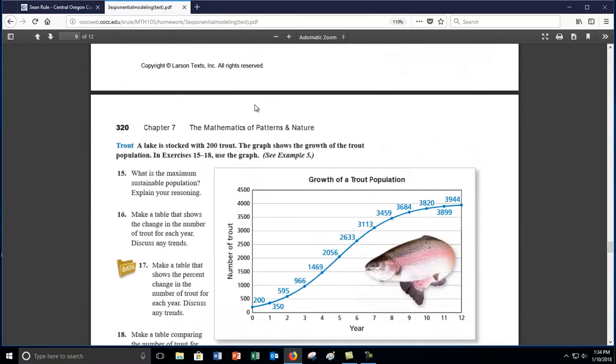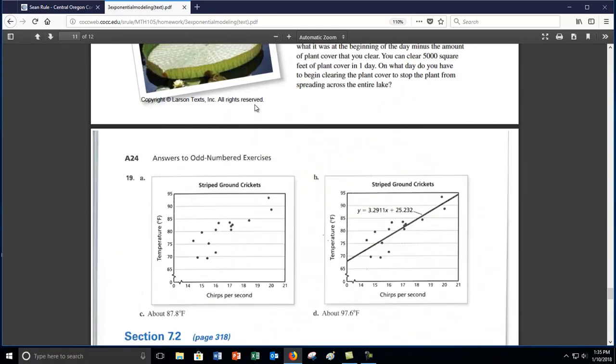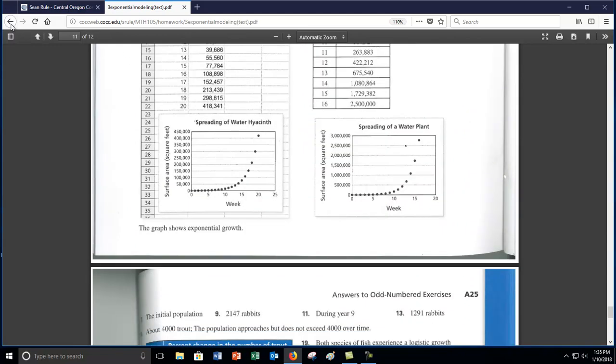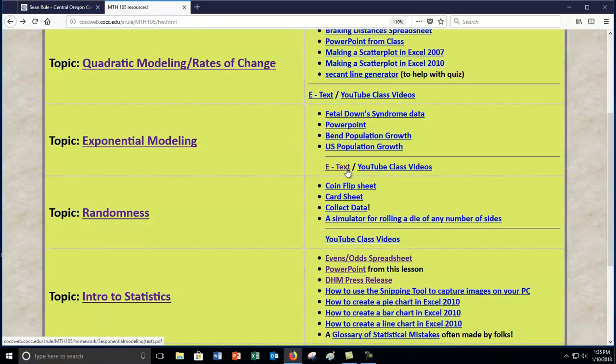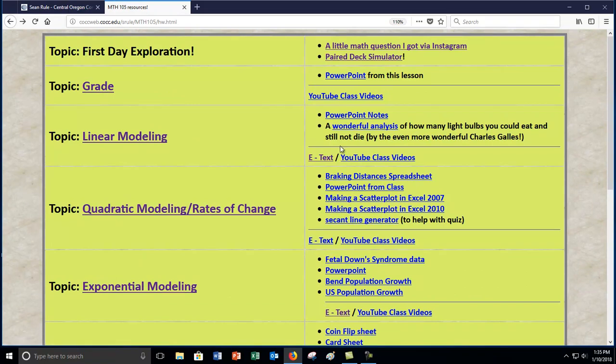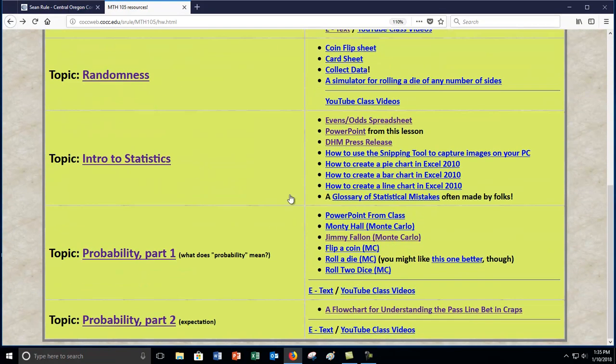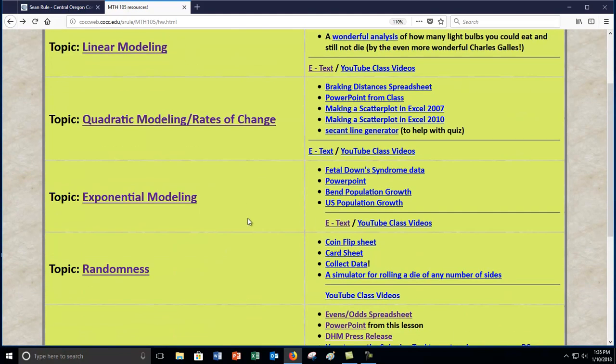And then at the very end of that, we've got the answers. They're tucked in here somewhere. There they are. There's the solutions. So not every topic has a text. Not every topic has e-text. Grade doesn't. I don't think statistics does. Nope, randomness doesn't. But some do. Probability does. Exponential modeling does. If history is any guide, most students don't use it, so you don't have to worry about that.